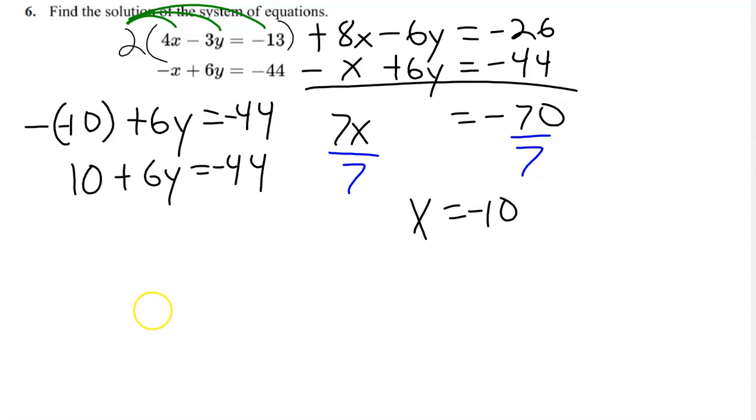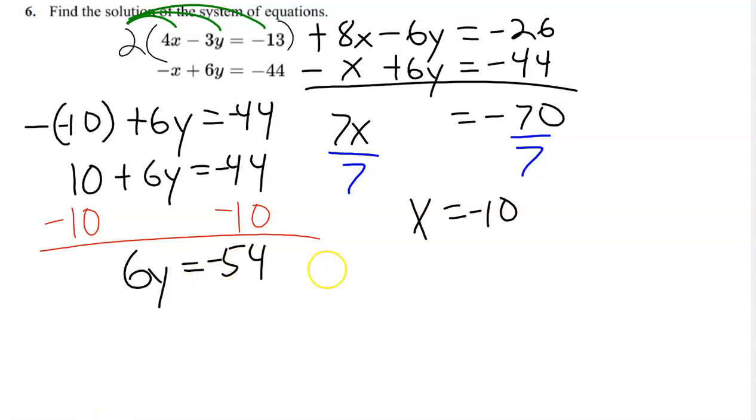Alright, now I'm going to go ahead and try to get this y by itself. I need to know what y is. So I'm going to subtract 10 on both sides. I'm going to bring down this 6y. Combine these two right here. Same sign. Find the sum. 44 plus 10 is 54. Keep it negative.